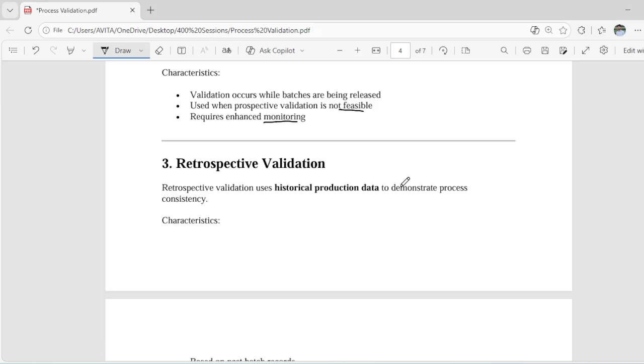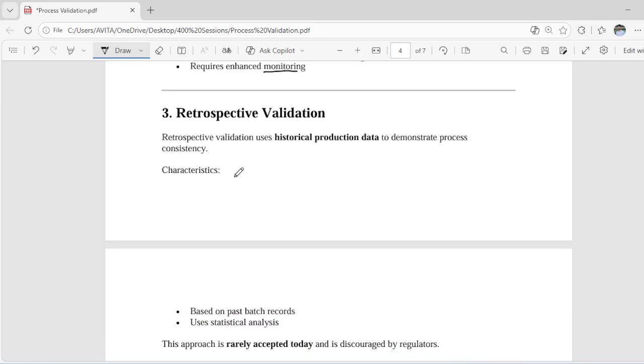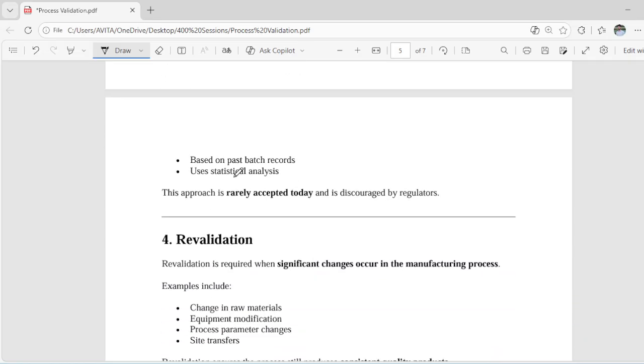Then the third type we have is retrospective validation. It is validation that uses historical production data to demonstrate process consistency. Its characteristics: it is based on past batch records and uses statistical analysis. This approach is rarely accepted today and it is discouraged by the regulators.